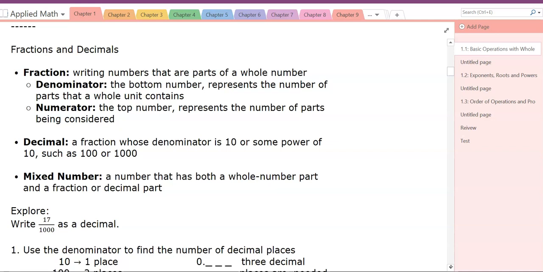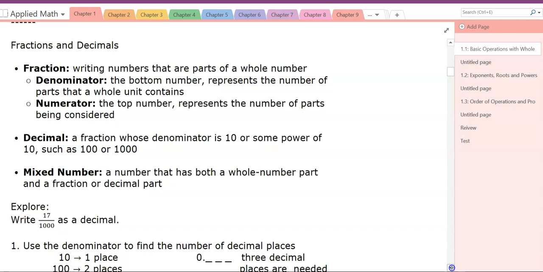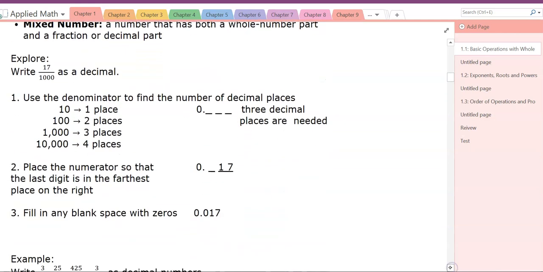You can also have mixed numbers, which is when you have both a whole number part and a fraction part. So when you're trying to write a fraction as a decimal, especially if it's over something that's like a power of 10, these are easiest to do. You can use the denominator to find the number of decimal places. So since 1,000 has 3 zeros, there's going to be 3 decimal places that are going to be needed.